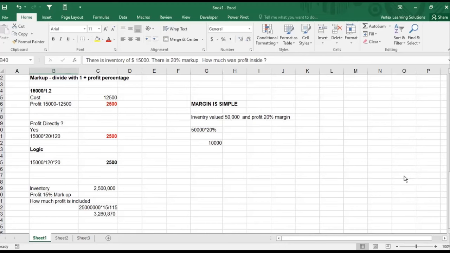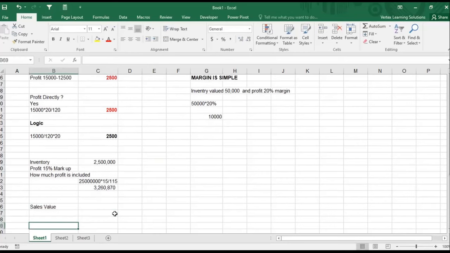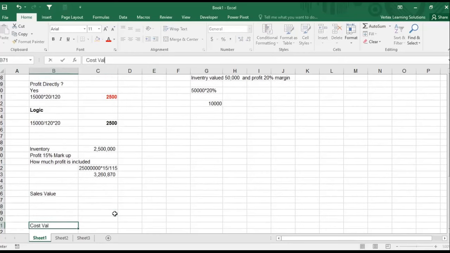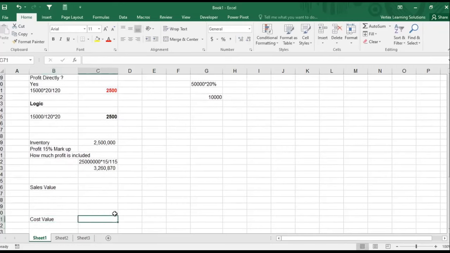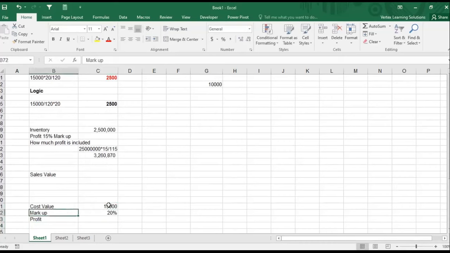So margin is simple. Markup takes a little bit of effort, but in your exams, you should remember that if you have sales value, okay? If you have sales value, there are two things. One is they give you cost value. If in case of markup, they tell you that cost value is 15,000 and there is markup of 20%, okay? So very simple. How much would be profit? Because we know that markup is a percentage on cost. So I would multiply these numbers here. And I would say my profit is 3,000, which means 20% of 15,000.